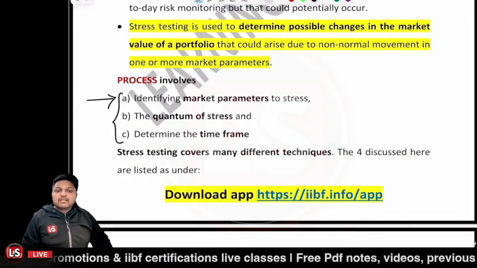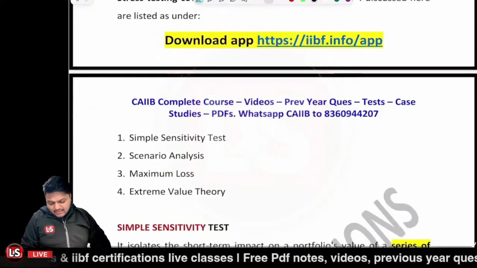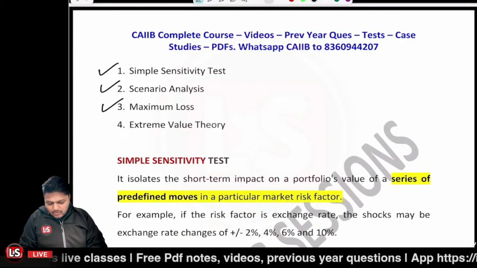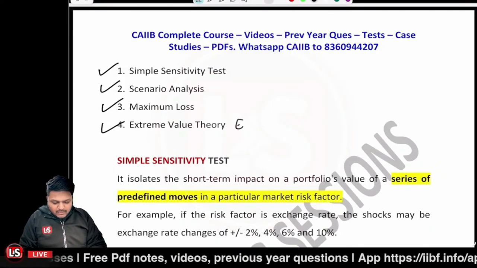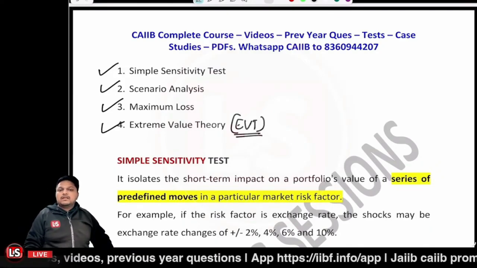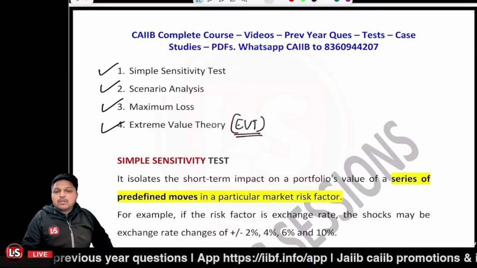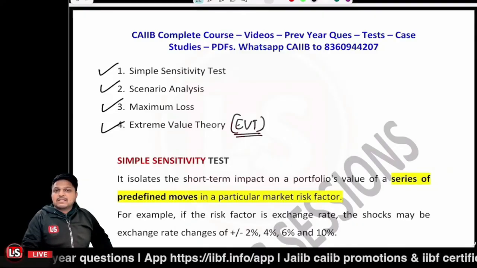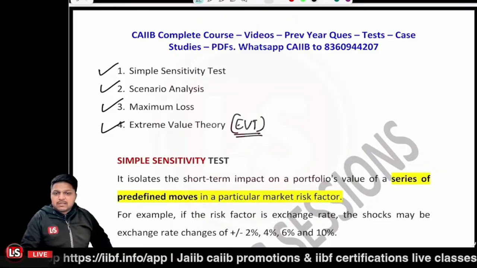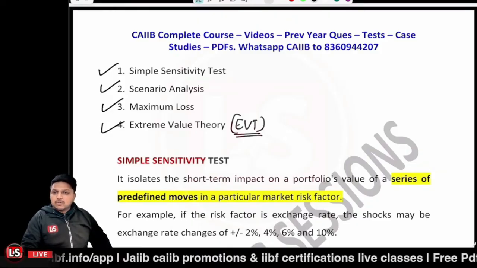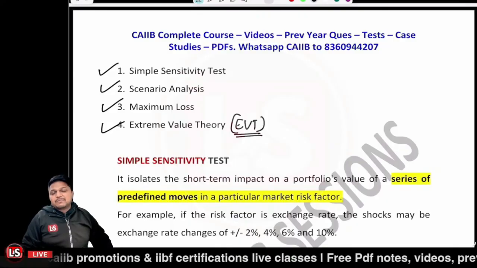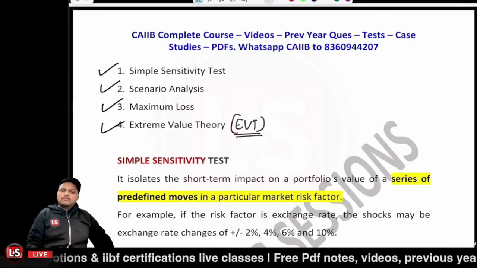And it has four different techniques: simple sensitivity test, scenario analysis, maximum loss, and extreme value theory, namely EVT. We are to cover all these four types for stress testing purposes. Now you understand the purpose of back testing, why stress testing is used, and what VAR is and the different approaches related to it, in just a span of 30 or 40 minutes so far.